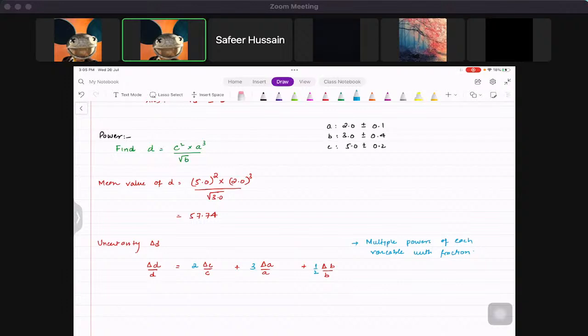Now let's put in the values. Delta D over 57.74 equals to 2 times 0.2 over 5.0 plus 3 times A was 0.1 over 2.0 plus half times 0.4 over 3.0. If you have any questions, please let me know.